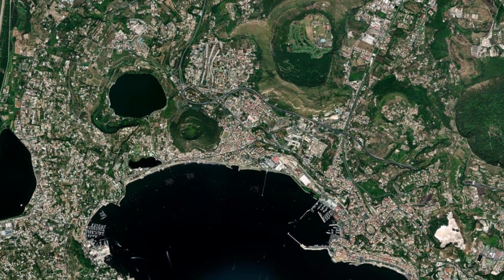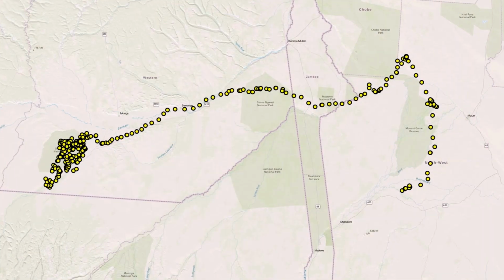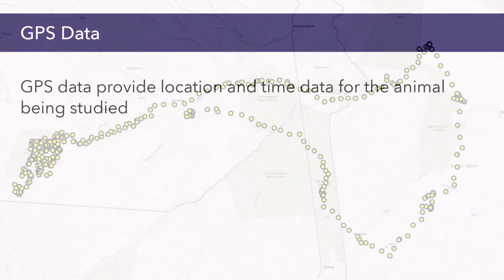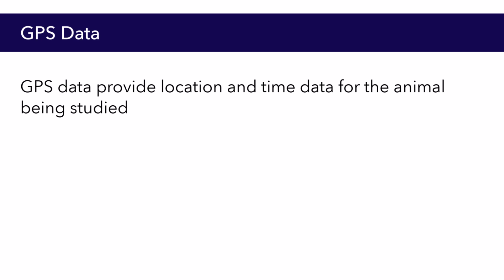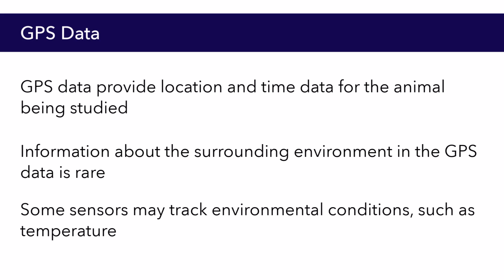For instance, environmental data are often collected in raster format at various resolutions, while movement data are typically recorded as point locations. GPS tracking primarily provides information on the locations and times when the individuals are observed. Rarely, we have information on the surrounding environment of the moving individuals in GPS records, unless we use multimodal sensors that are capable of sensing ambient environmental conditions such as temperature.